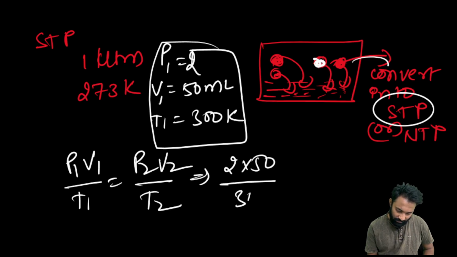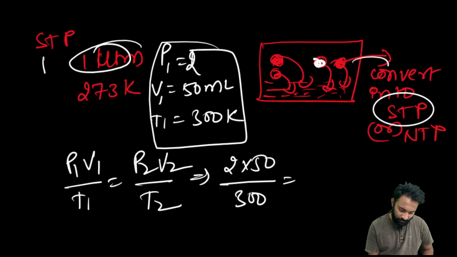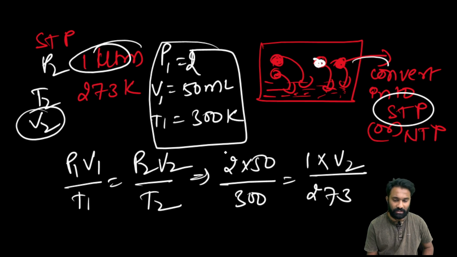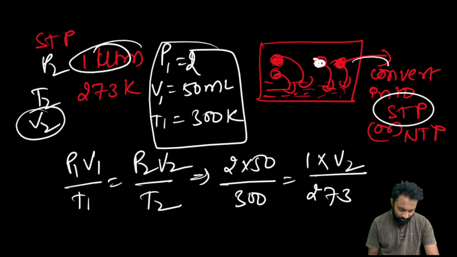250 and 300 is equal to P2. How much are we having? This is P2, this is T2, and V2 we have to calculate. P2 is 1. V2 we have to calculate. T2 is 273. If you interchange, you will get the volume V2. Clear? From here, you have to calculate. Clear? Next, we are going to see the following.